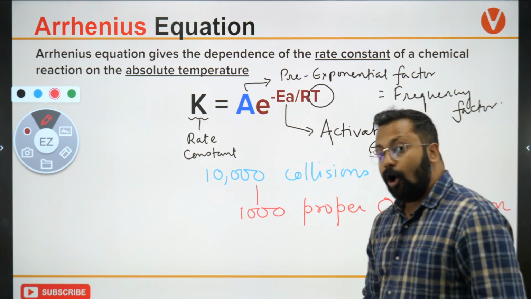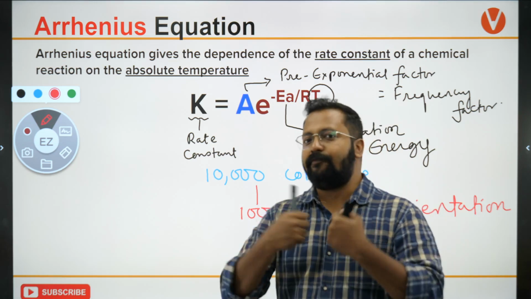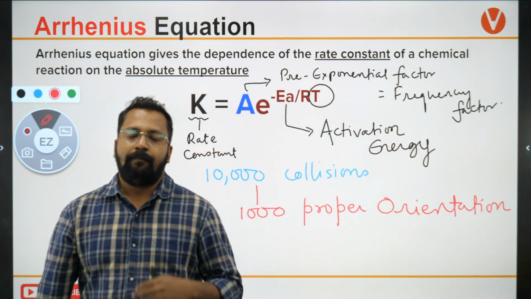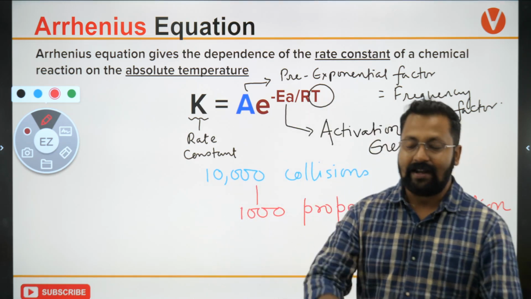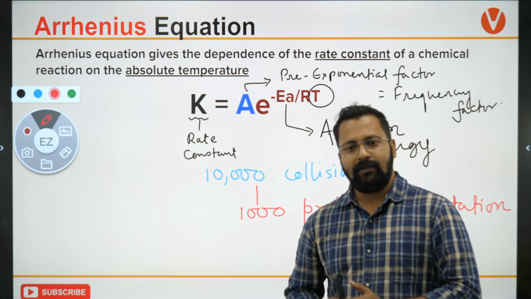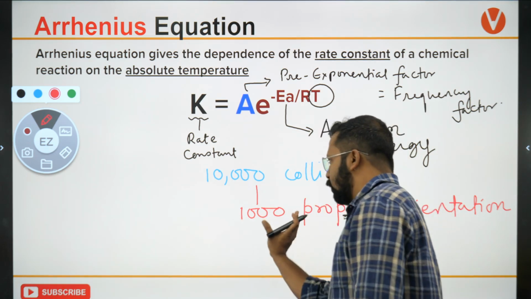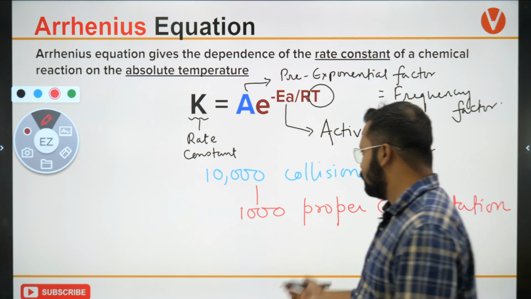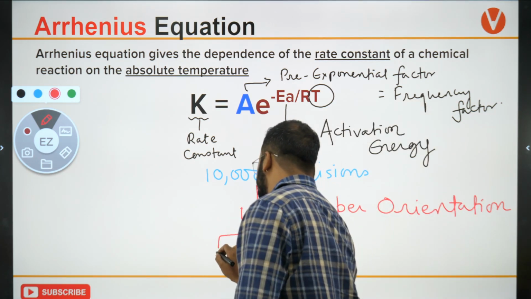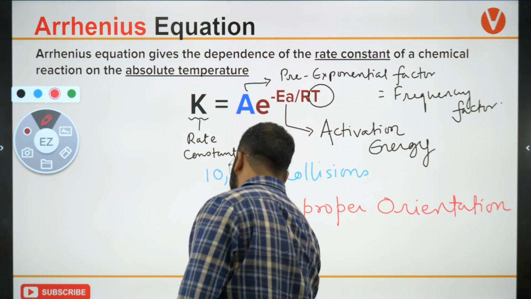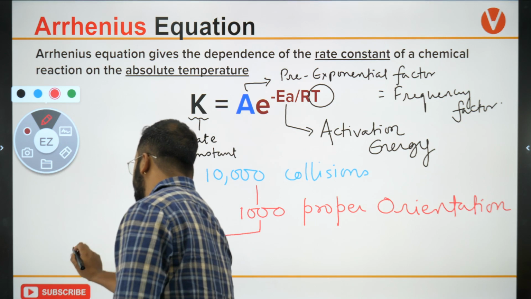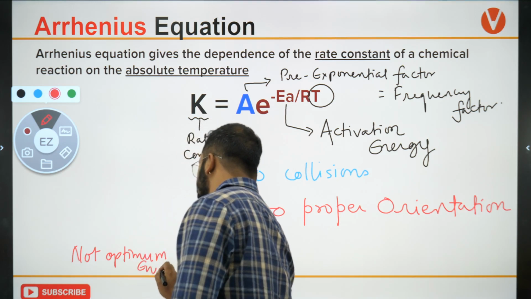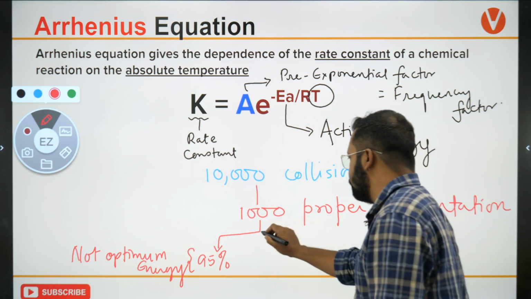Now, will all molecules which have proper orientation have optimum energy? Is that necessary? No. So out of these 1,000 molecules, a certain fraction of molecules have optimum energy. Not necessary. So I can say that out of these, 95% do not have optimum energy, and 5% have optimum energy.